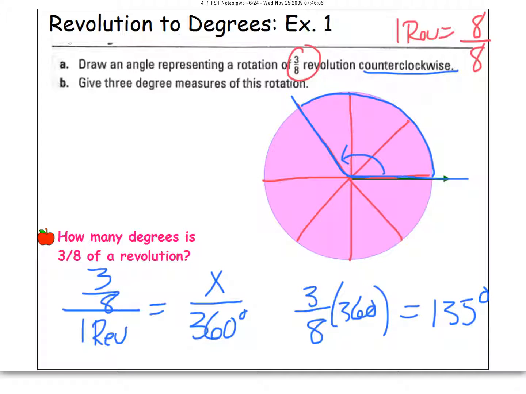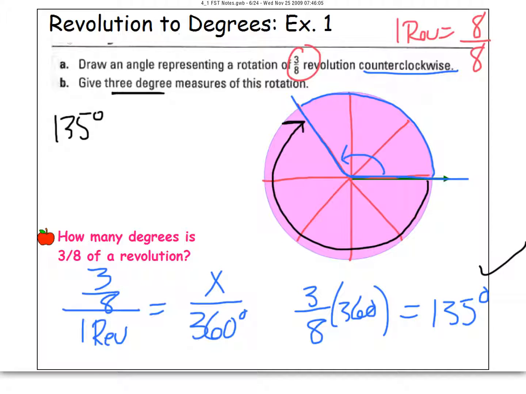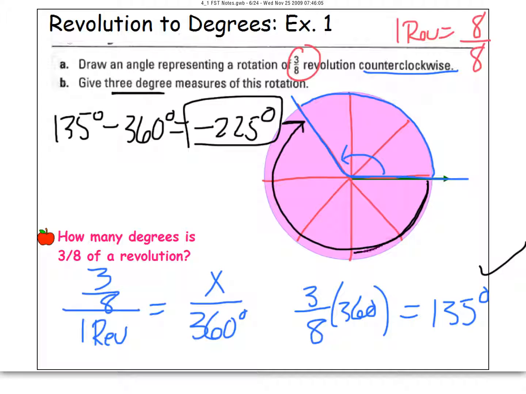Now part B is actually asking us to give 3 degree measurements for this rotation. Well, there's one of them. How can you get the other one? Well, what if I go backwards, or clockwise? How many degrees is that? Well, we can get that by taking the existing 135 degrees and subtracting 360 degrees from it, which gives us negative 225 degrees. Now, use your gut instinct. Does it seem reasonable? This is negative 180 and a little bit more, so negative 225 makes sense.